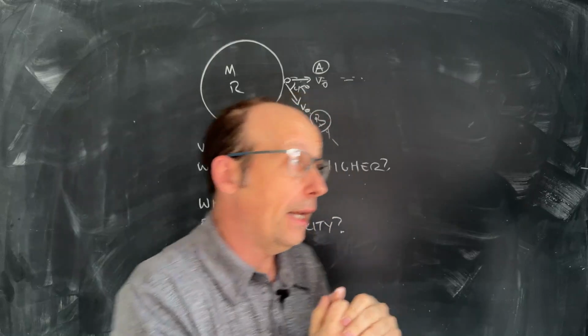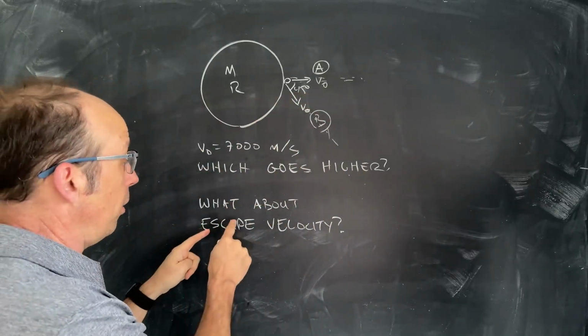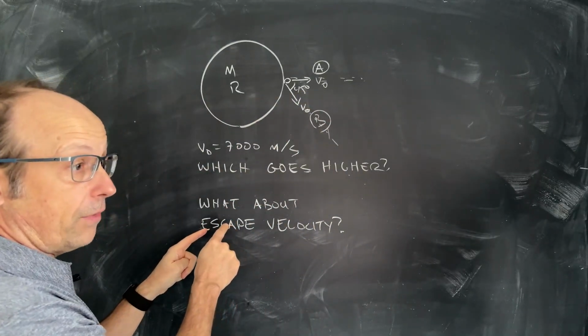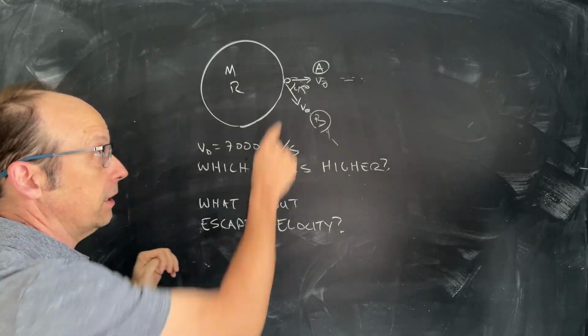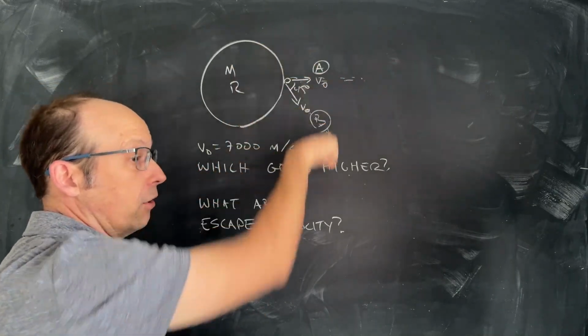You should know that. Now, part two, what about the escape velocity? Which of those two objects will have a greater escape velocity? A, launched straight away, or B, launched that way?